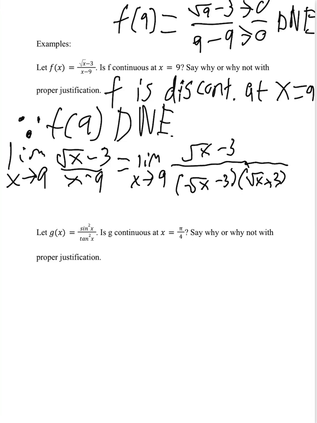You could use multiply by the conjugate, but this is just another way of doing it. So I'm going to cancel the square root of x minus 3's, and then I'm going to plug in the 9 right away. The square root of 9 is 3, plus 3 is 6, so the limit is 1/6.